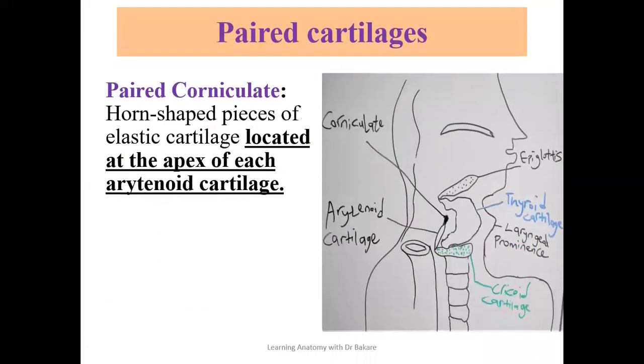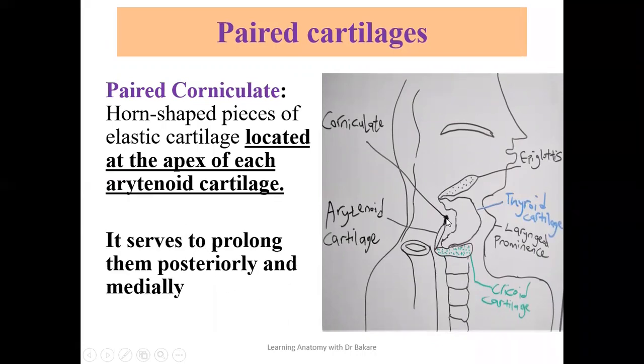So the next one is the paired corniculate. The corniculate is like a horn-shaped piece of cartilage. It is an elastic type of cartilage and it is located at the apex of the arytenoid. This is the cricoid. We have the arytenoid located at the posterior border of the cricoid, and we have the corniculate located at the upper part or the apex of the arytenoid. This is a structure that creates an elongation or a prolongation of the arytenoid so as to enhance the functions that it performs.